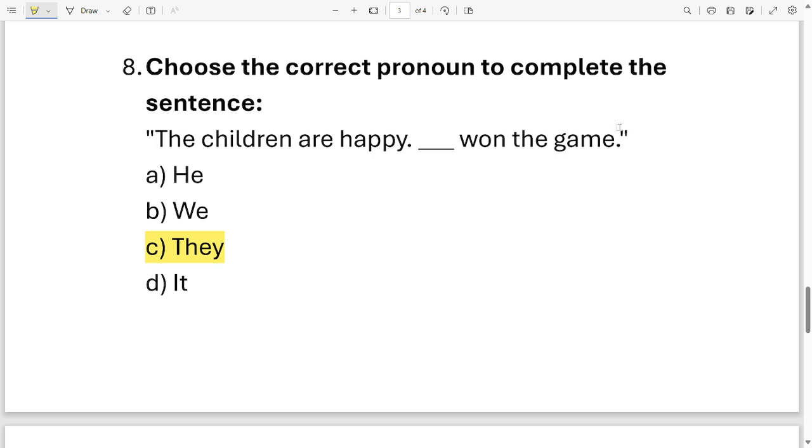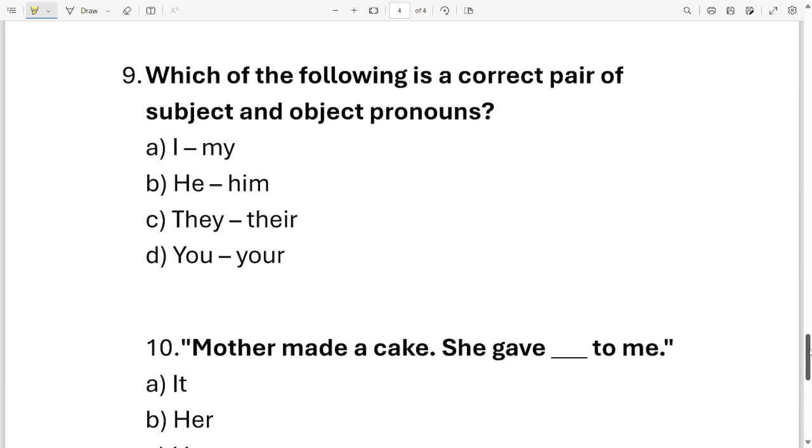Okay. Now let's move on to the next question. Question number 9 is, which of the following is the correct pair of subject and object pronoun? Okay, here you have to find the correct pair of subject and object pronoun. These are your options: I, my, he, him, they, their, you, your. Now, can you identify the correct pair of subject and object pronoun out of these four options? It is option B, he, him.